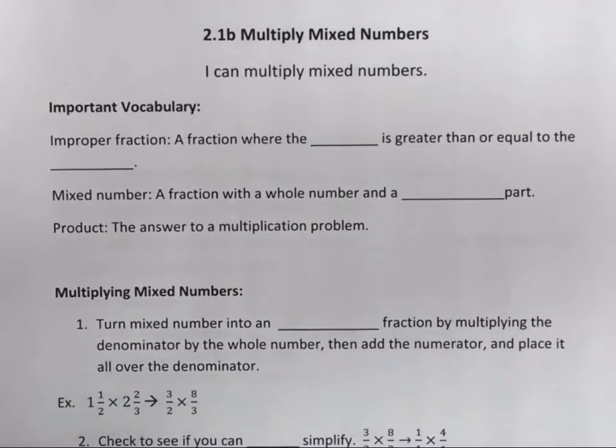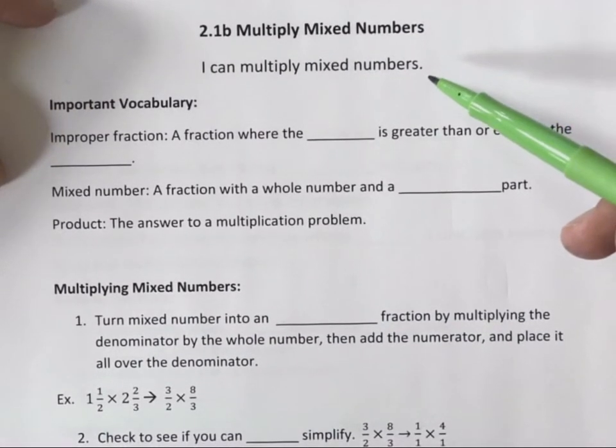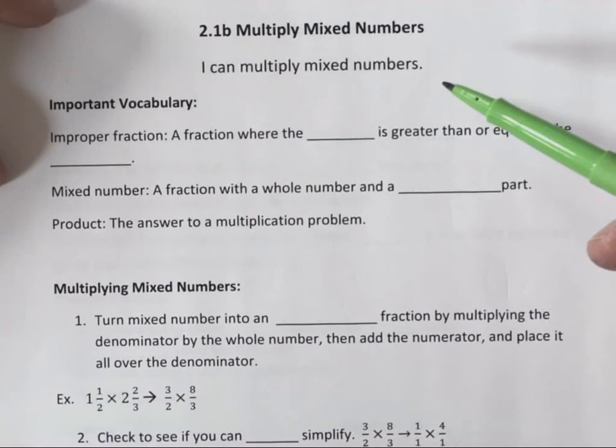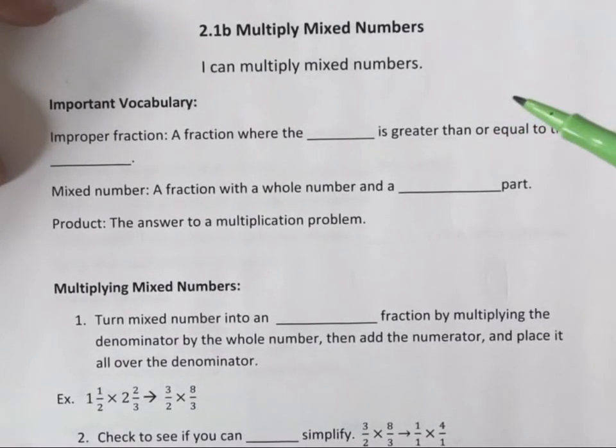Section 2.1b, multiplying mixed numbers. Okay, our I can statement for today is I can multiply mixed numbers. Okay, so going right along with what we learned yesterday of multiplying fractions. Okay, this is very similar.